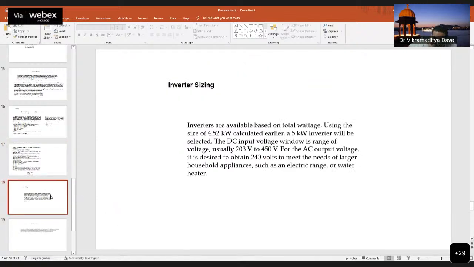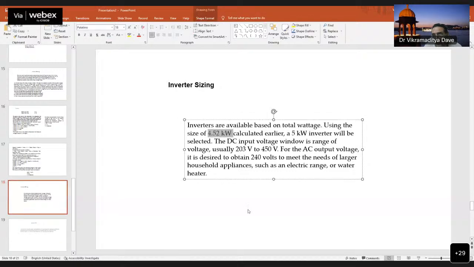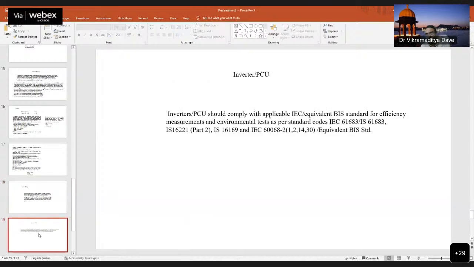One important point is that whenever you go for inverter size, you always go for the higher rating. For example, in our case we have a solar array of 4.52 kilowatt. So it is better to go for 5 kilowatt rather than 4.5 or even 4 kilowatt. Don't go for a lower size. Okay, and we have already calculated these two values through the temperature coefficient.